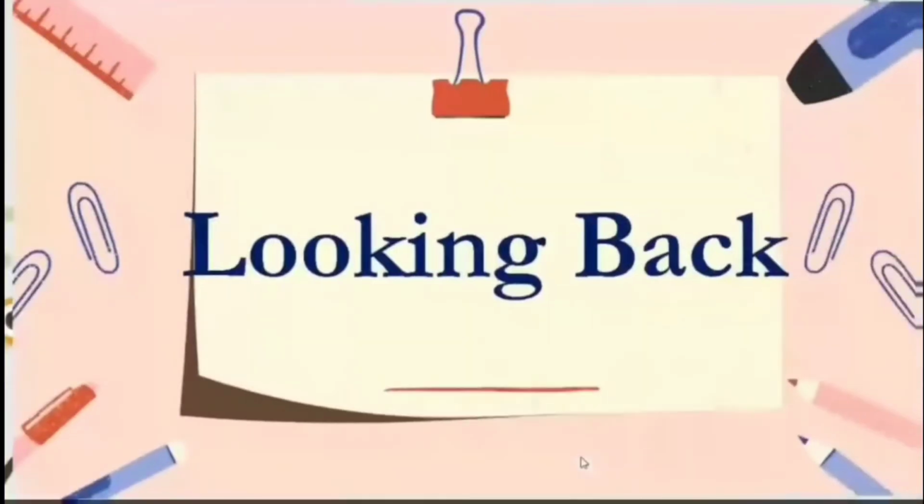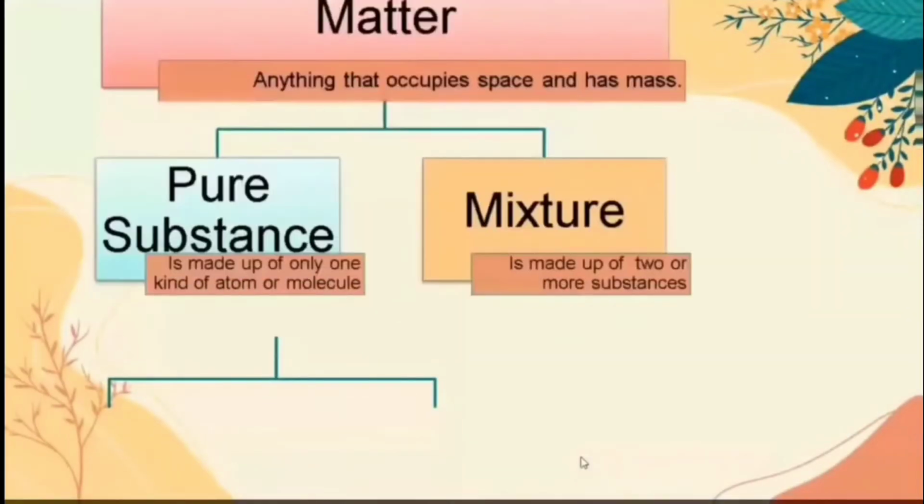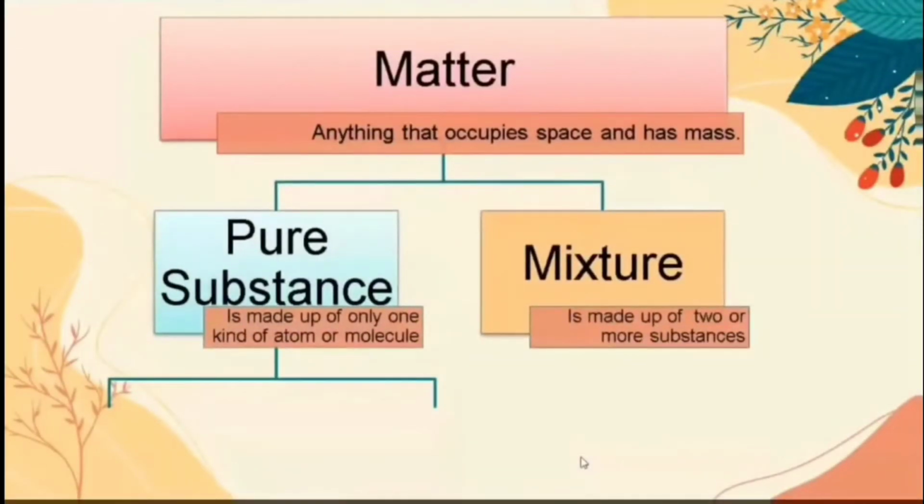Now, let's proceed to the next part of your module. In your Module 3, you have learned that matter is anything that occupies space and has mass. We have learned the physical and chemical classification of matter. For the chemical classification, matter can be classified into two, the pure substance and mixture.